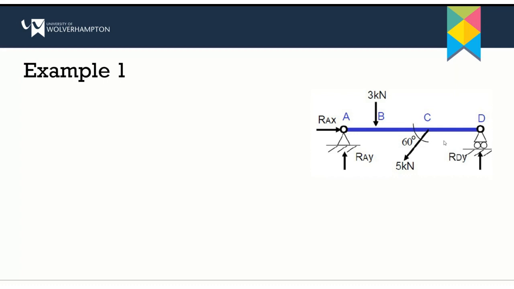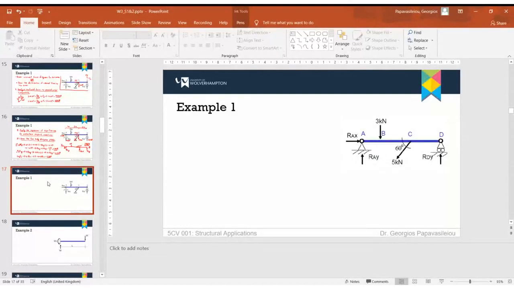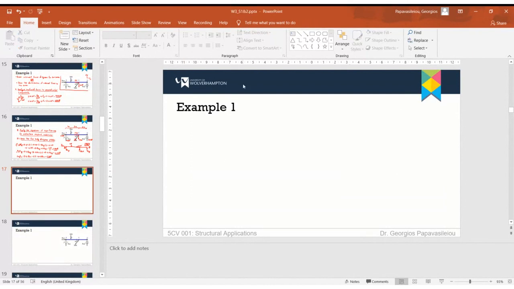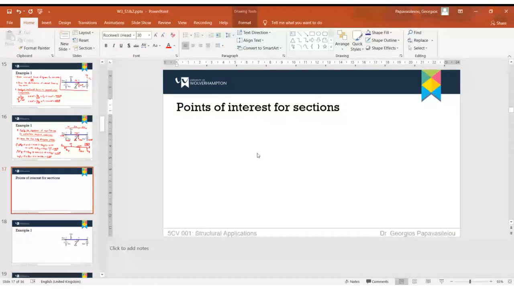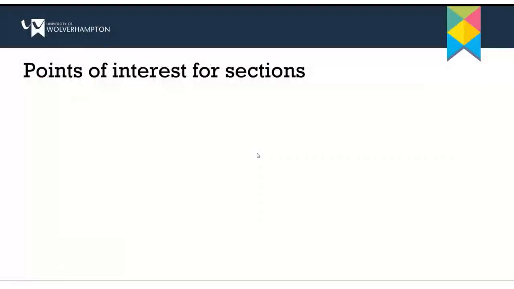However, I can use some rules that I know or that we can show, and select specific points of interest. Now, before we continue with that, let me dedicate one slide to this, and then we can move on with the example. So, which are the points of interest for our sections?